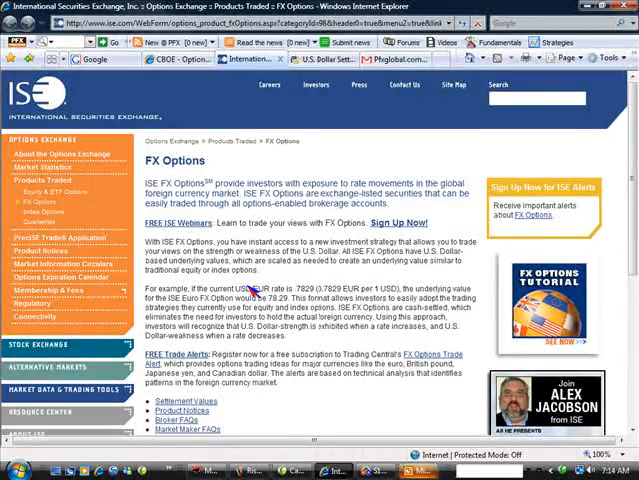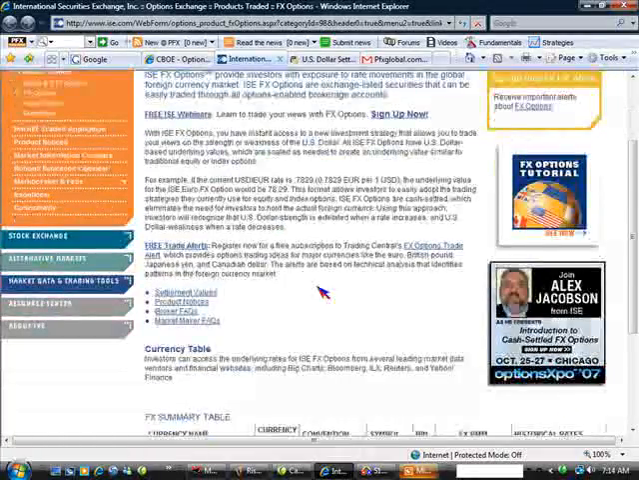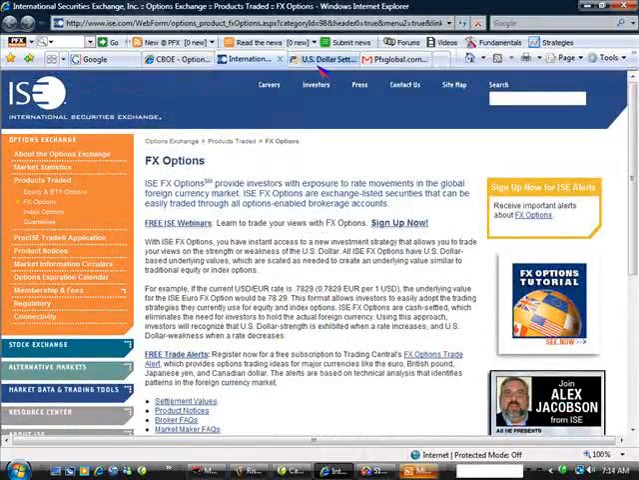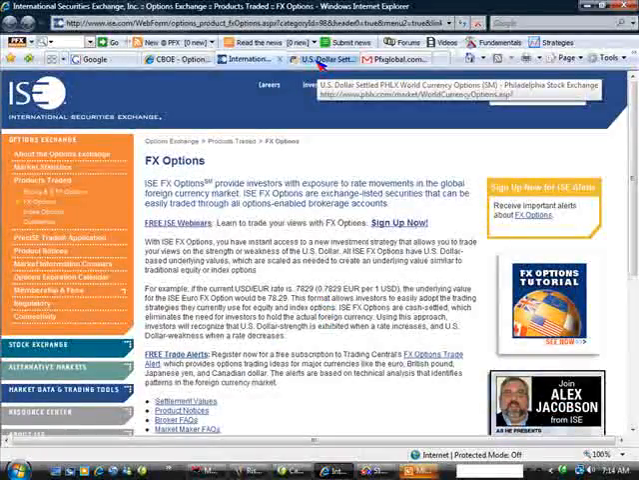Now, just because they're listed here, you can trade them on any exchange. It doesn't matter to you, other than you can get a lot of cool information. If you go to their page, FX options, they have all kinds of little tutorials and stuff like that. It's really a nice site, a lot of great information.